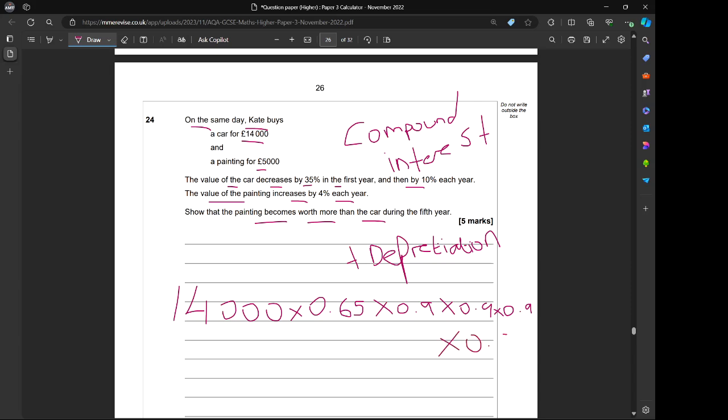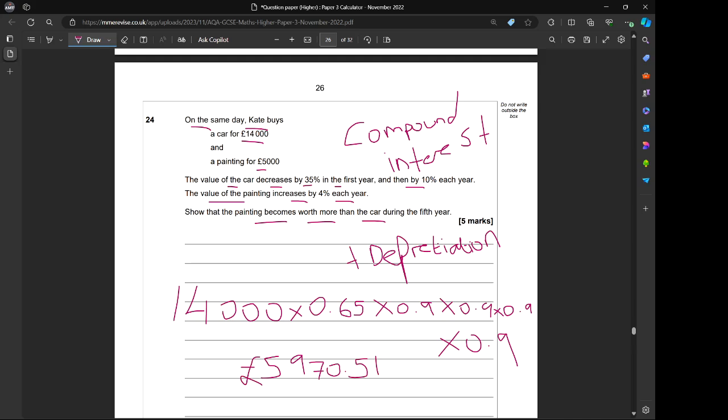When I do that, let's just double check here. 14,000 times 0.65 times 0.9 to the power of 4 is £5,970 and 51 pence, at the end of the fifth year.